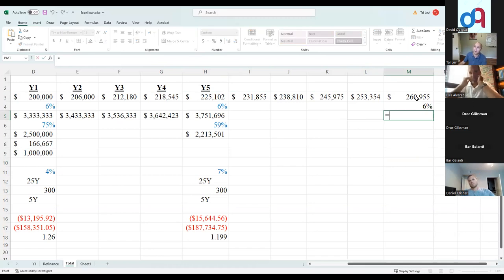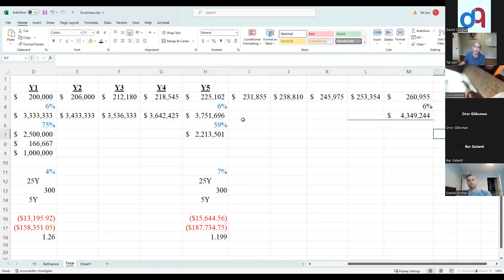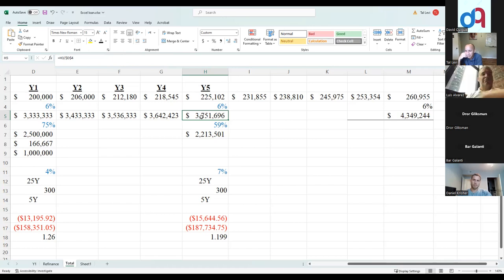My value in 5 years? I bought it here for how much? 3.1. $4.33 million. Because the value went up, not because the NOI went up, it's because the cap rate goes down. You guys understand what I'm saying?